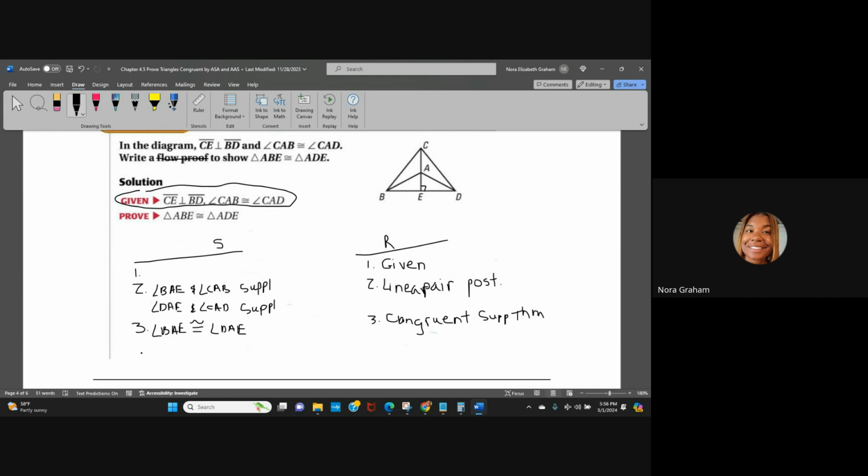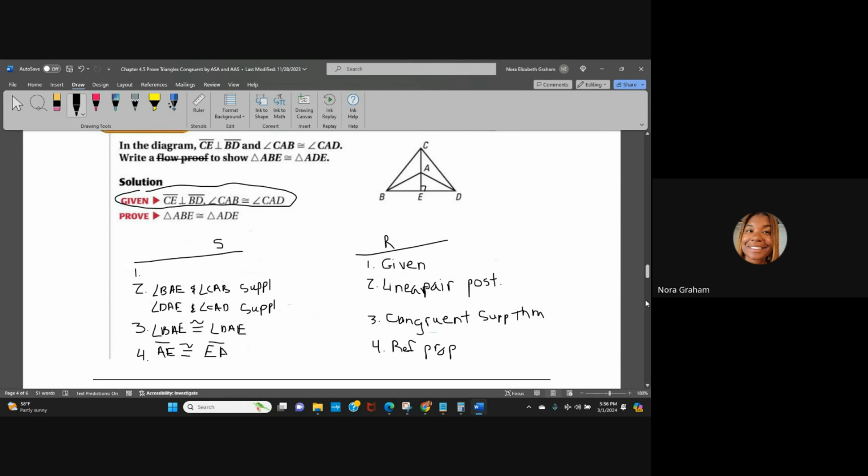And then our last step, we can call reflexive again. Our AE congruent to EA. That's by the reflexive property. Reflexive property. Okay.